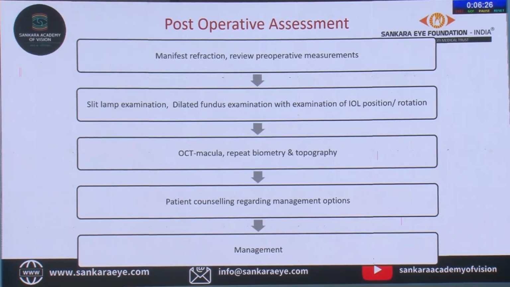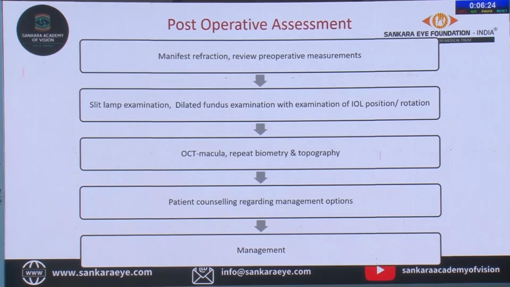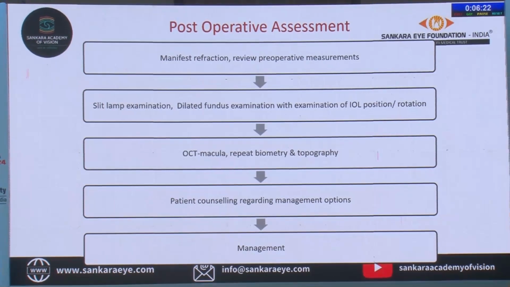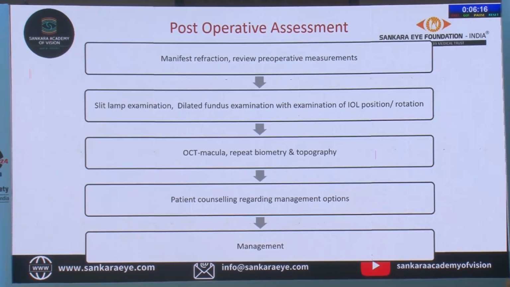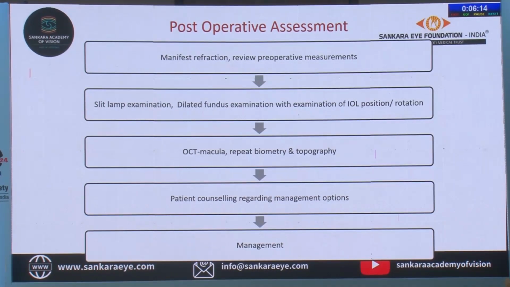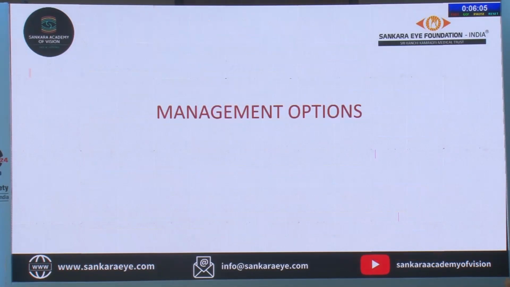And capsular blockage: you make a small capsulorhexis, there is a nice swelling of the capsule, the lens is tilted forward, you end up in -2. You just go ahead and do a small YAG laser, everything becomes normal. So that is one thing that you have to see. Repeat biometry, do a topography to rule out if there is abnormal cornea, and of course patient counseling.